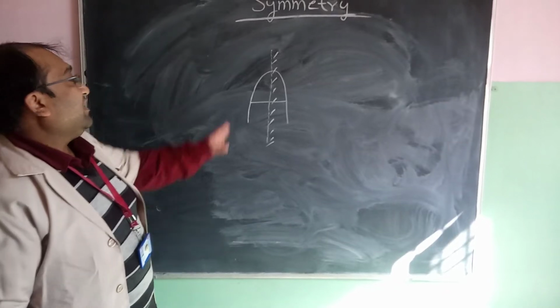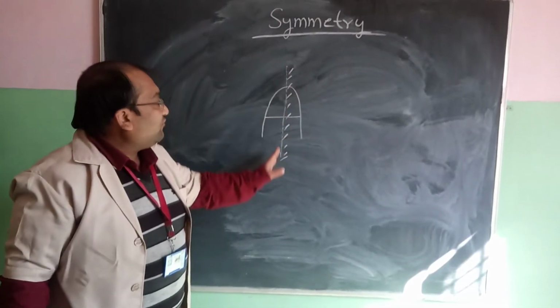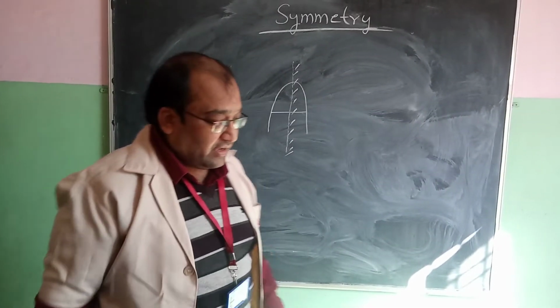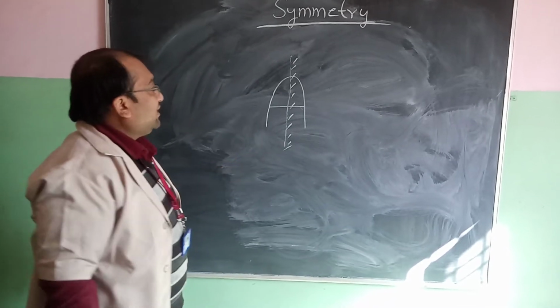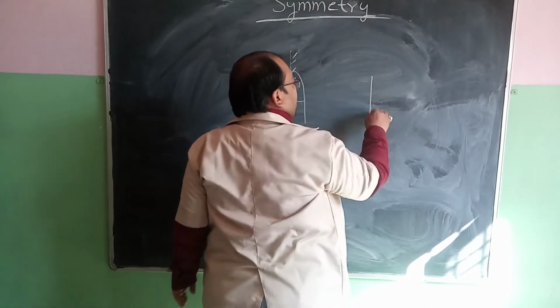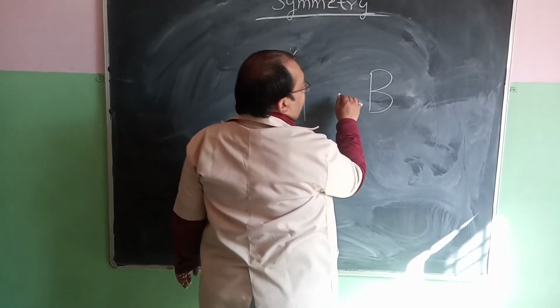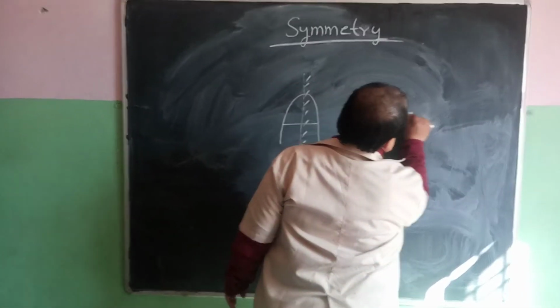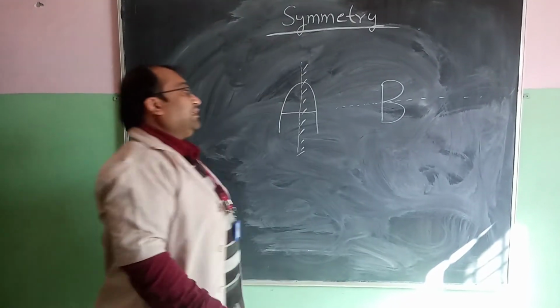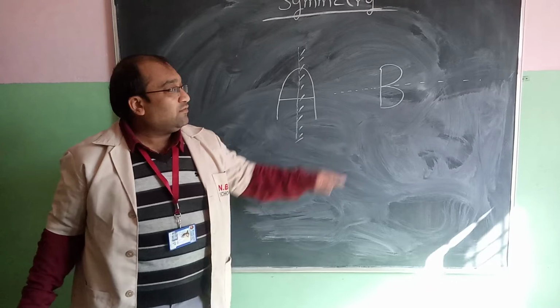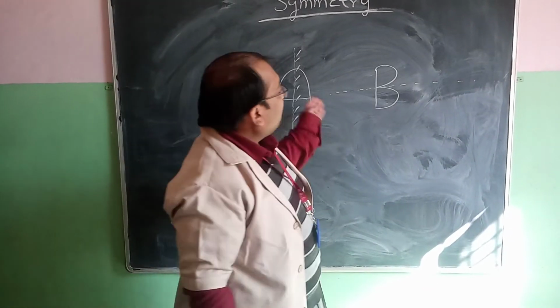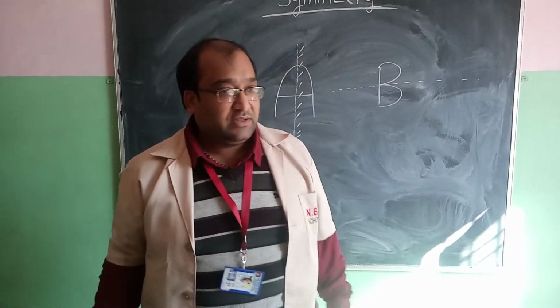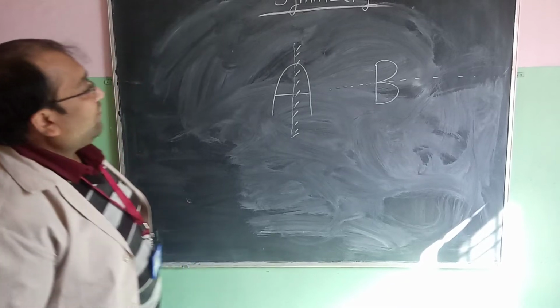So we will say A has one vertical line of symmetry. See B. In B, if you draw a horizontal line passing through the middle of this figure, above and below will be same. So here there is a horizontal line of symmetry.